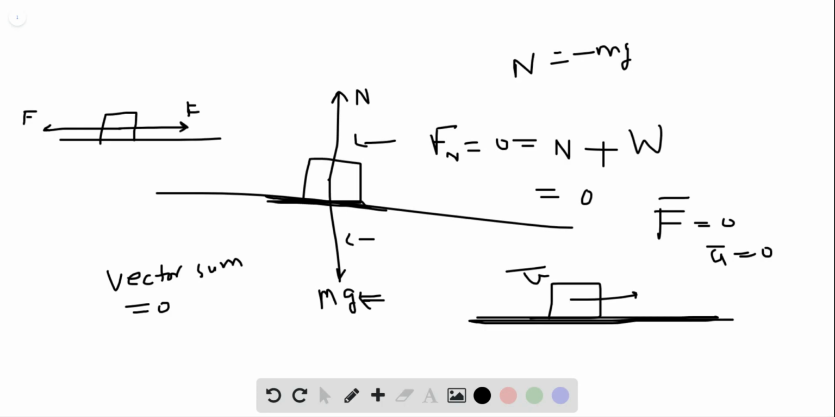So for mechanical equilibrium, the net force, or vector sum of the forces, should be 0. It means that the net force should also be 0.